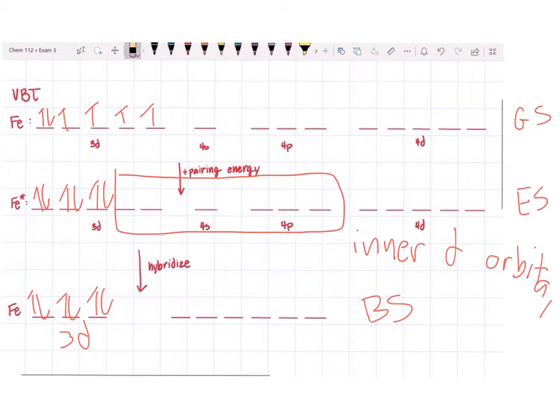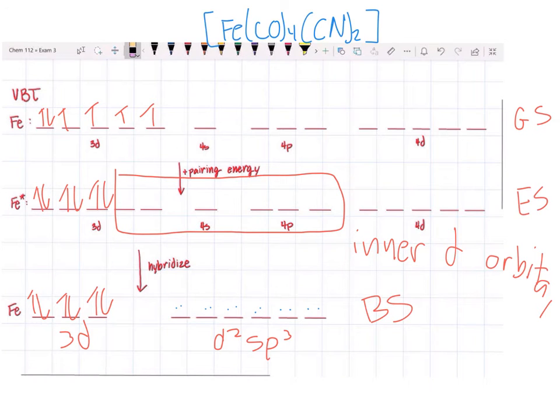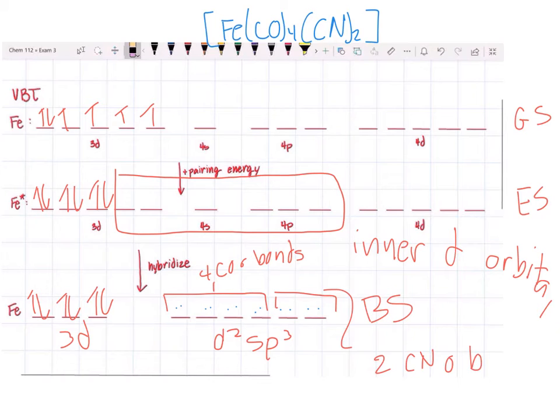And that's going to be d2sp3. And the electrons would be from this ligand. So we would have 4 carbon monoxide sigma bonds and 2 cyanide sigma bonds.